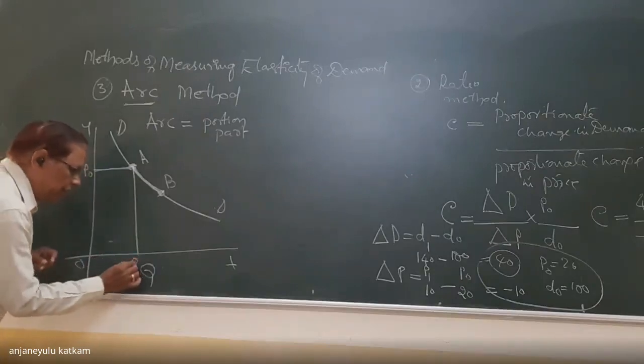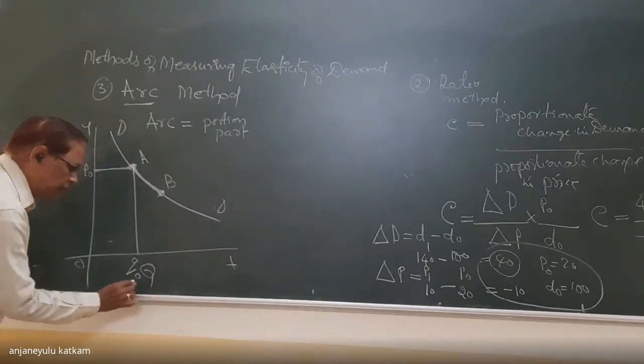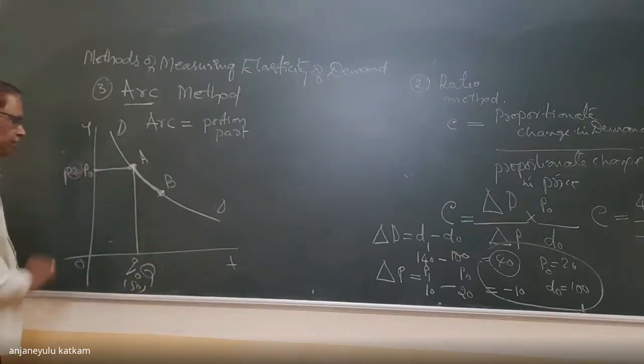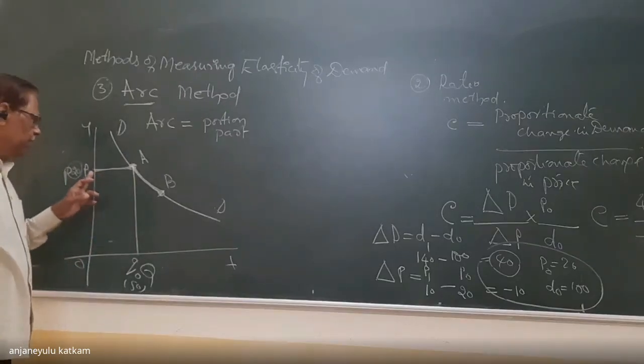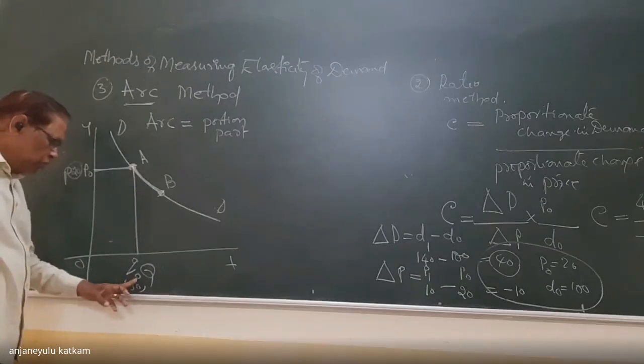The quantity demanded, let us assume, is equal to Q0, or let us say it is some 50 units, and let us say the price is some 20 rupees. Imagine P0 is the price. At this price, according to the point A, the demand will be Q0 or 50.